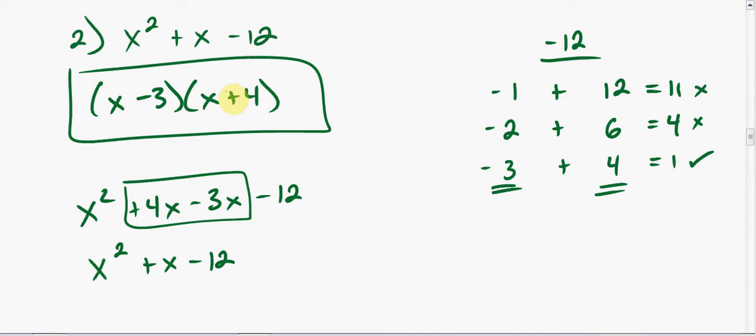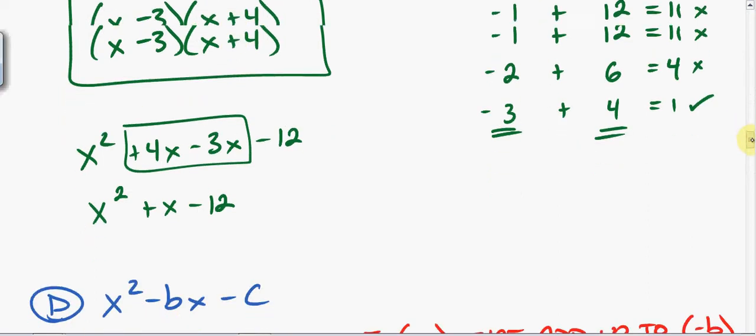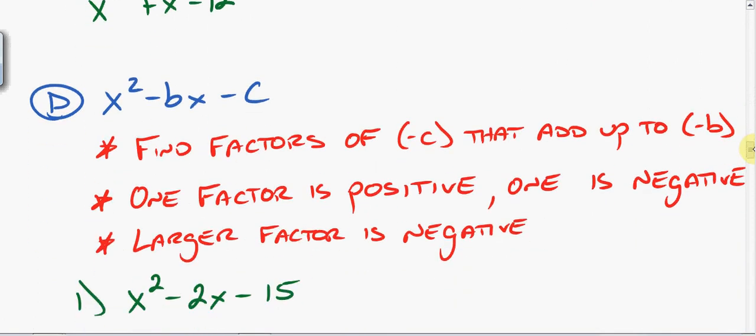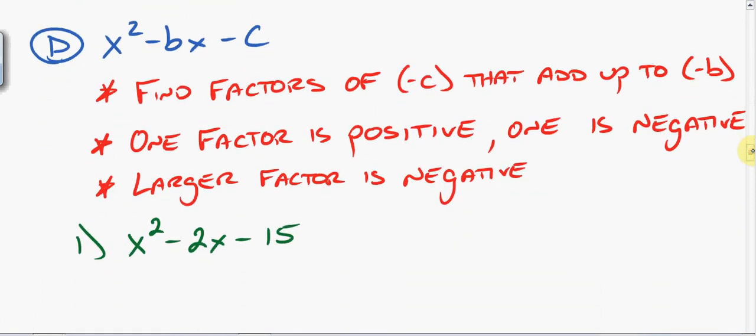Okay, let's look at our last form of factoring trinomials. And we have x squared minus bx minus c. So we still have a minus c, so we want to find the factors of that negative c. But now, since we have a minus here, we're going to make sure those factors add up to the negative number, negative b. And again, since we have a minus c, one factor is positive, one is negative, because when we multiply a positive by a negative, we're going to get a negative.